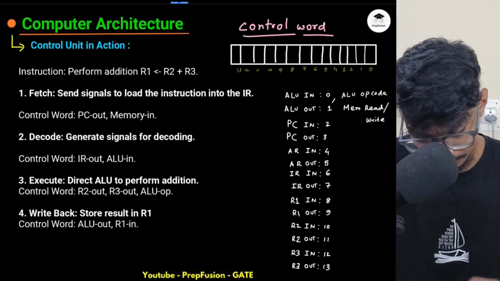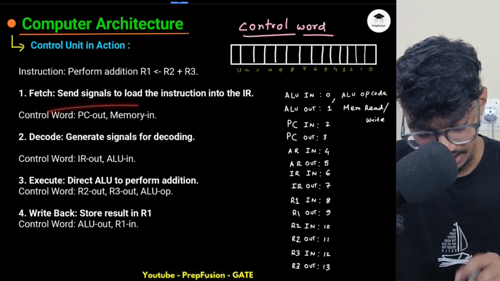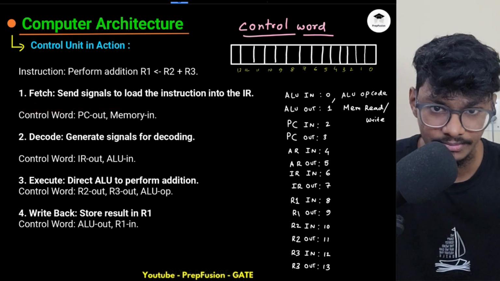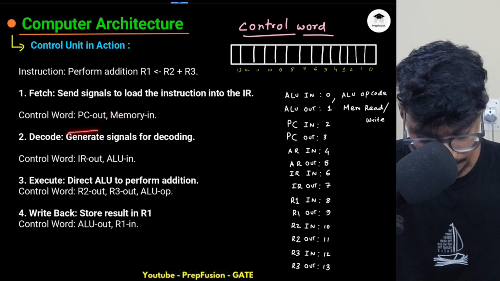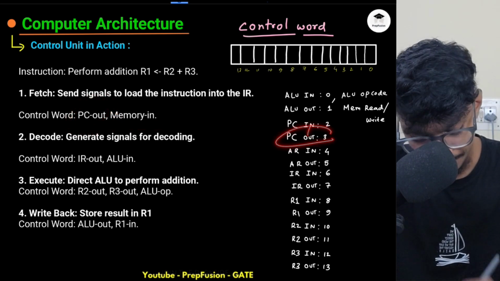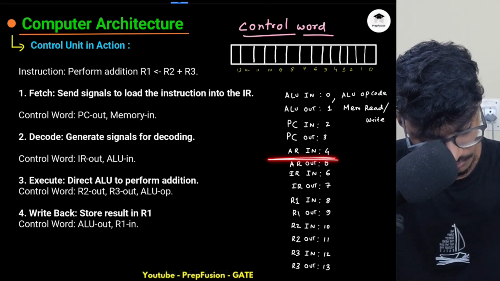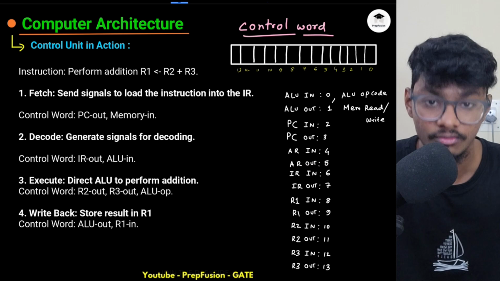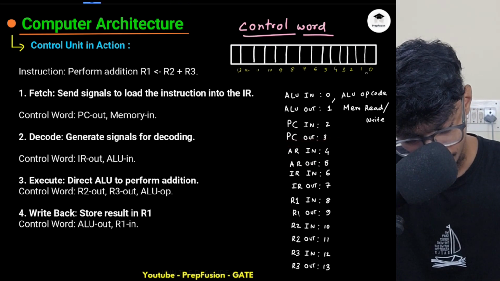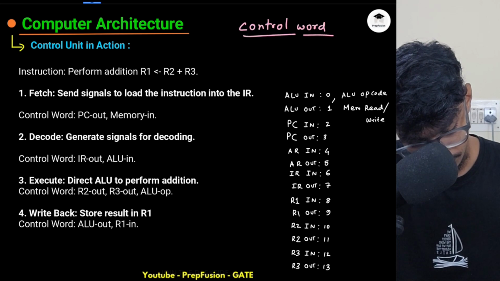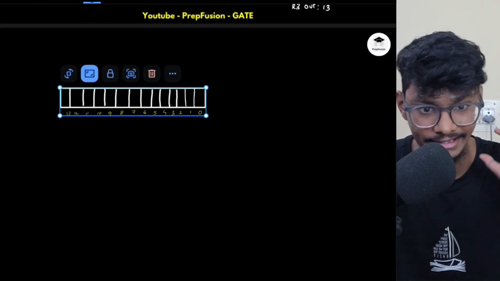To perform this, first I have a micro operation, that is fetch the instruction into IR. So it is a micro operation, right? What we do is take PC out and memory in. So we make the PC out signal 1 and the AR in signal 1, correct? PC out, third bit, is 1 and fourth bit is 1. Obviously there will be more micro operations, I'm just giving you the high level stuff.